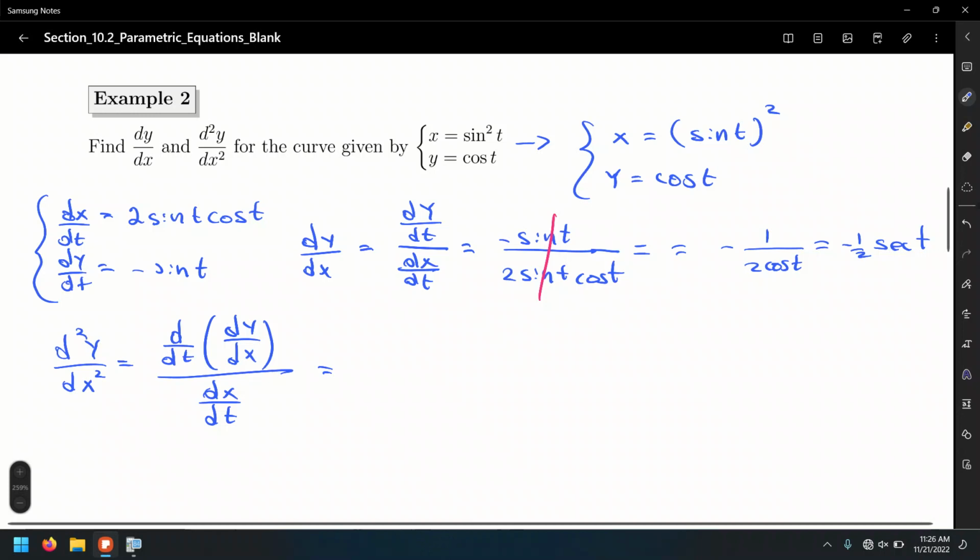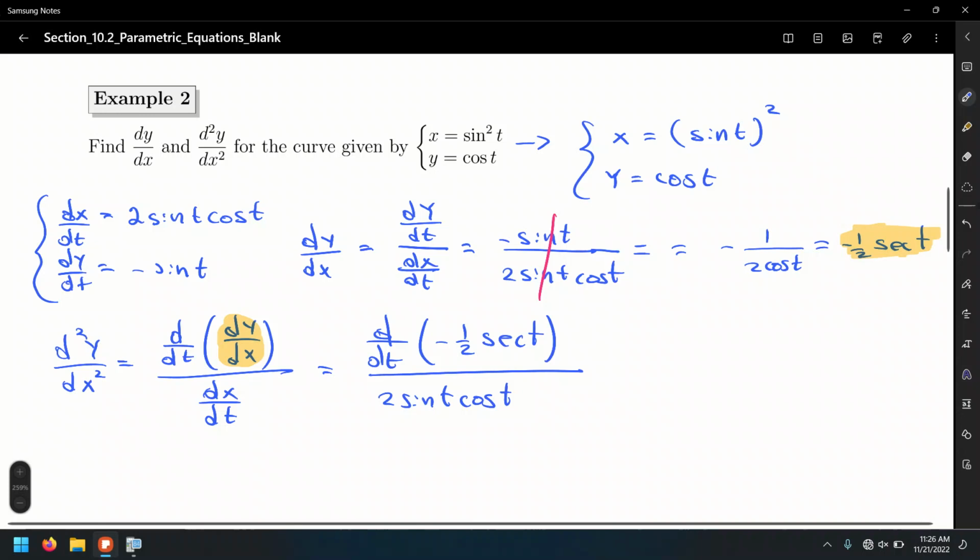All right, so dy dx, which in this case is this quantity we got in the first part right here. Let's substitute there. That's going to be d dt of negative 1/2 secant t, divided by dx dt, which we got from the first part. That's 2 sine t cosine t. Well, let's take the derivative in the numerator. Differentiate negative 1/2 secant t.